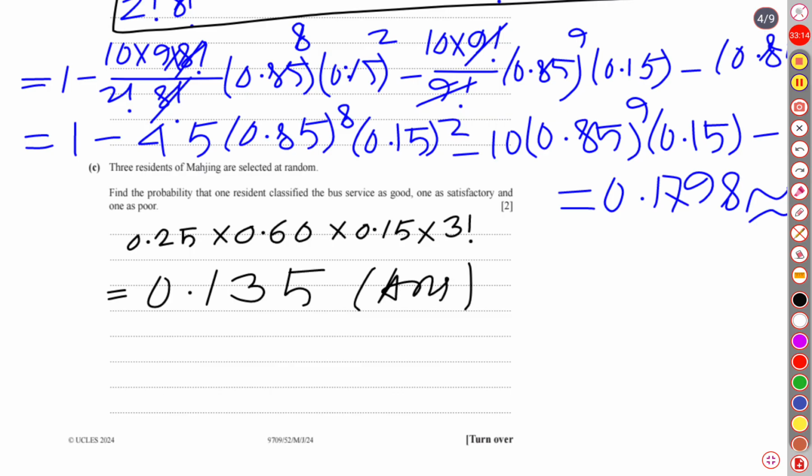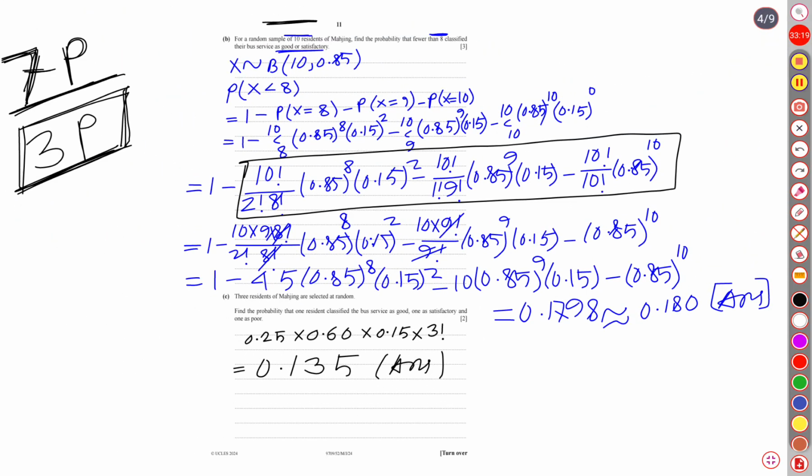I think you have understood here. This is one of the very simplest questions, that there are three people. We have multiplied the probability of each of these three, but order matters. We don't know whether the first one classified as good or satisfactory or poor, or the third one, we don't know the specific order. That's why we will have to write all of the orders in 6 different ways, meaning 3 factorial ways, in which they can be chosen, I mean, the probability can be calculated.